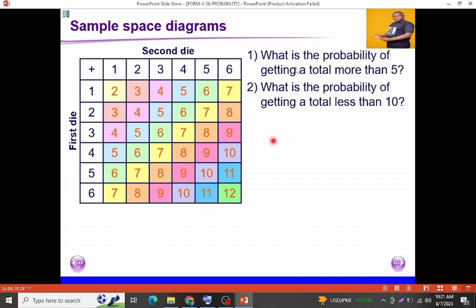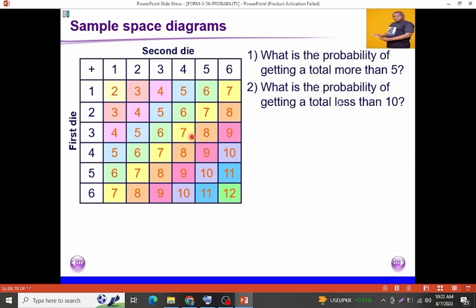So in the first case here, let's see how many numbers are more than 5. We count 1, 2, 3, and so on up to 26. So it will be 26 out of 36 here.